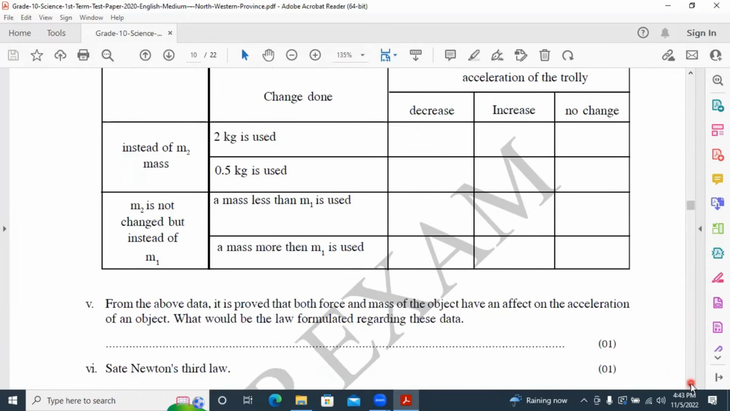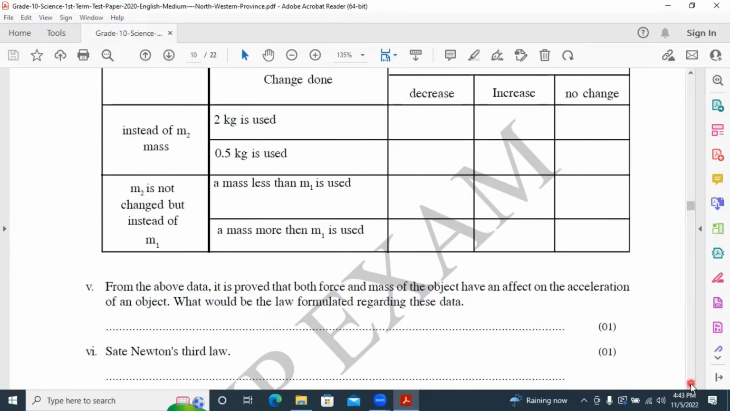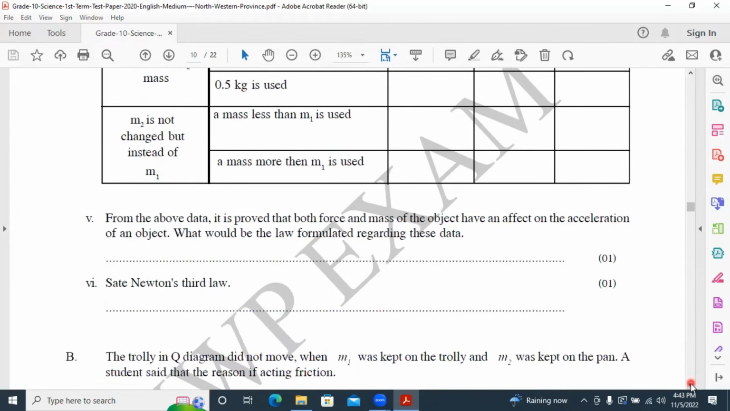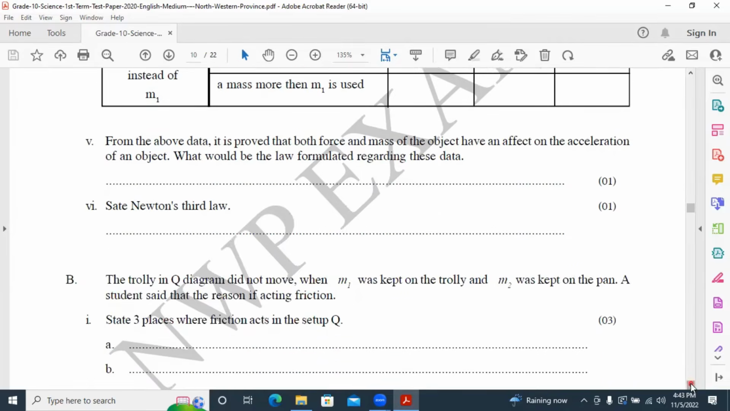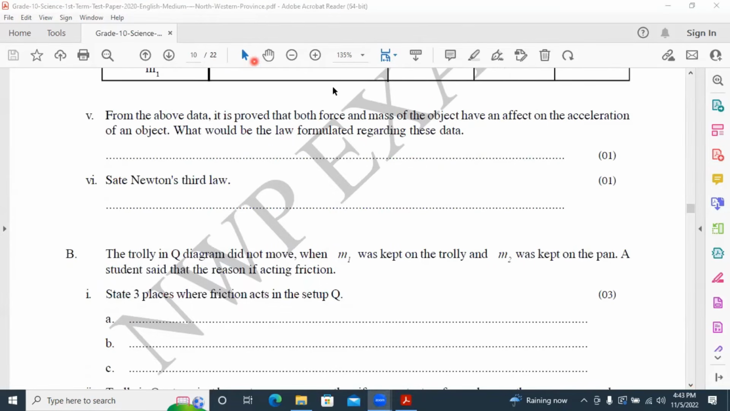Fifth one: from the above data, it is proved that both force and mass of the object have an effect on the acceleration of an object. What would be the law formulated regarding this data? That law is Newton's second law.